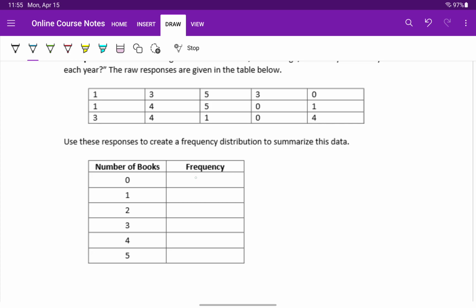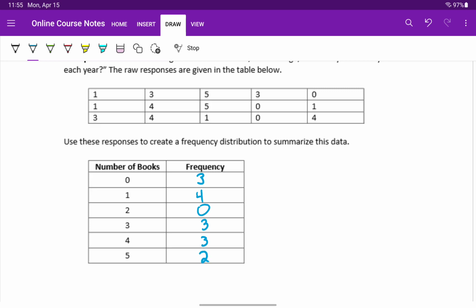0 in this case was given 3 times. 1 book per year was the response 4 times. No one responded, 2 books per year. So we drop in a 0 there. And then we get 3, 3, and 2.